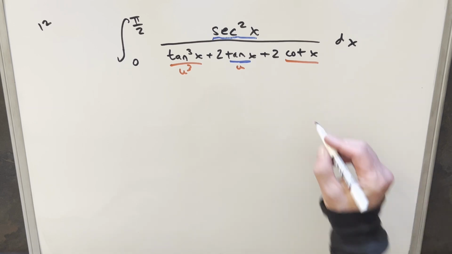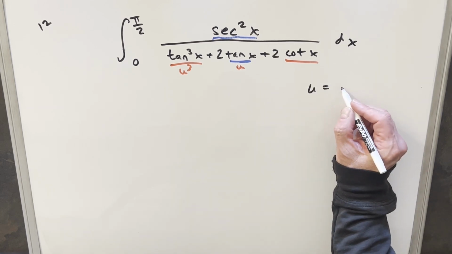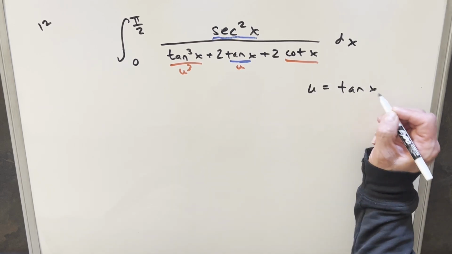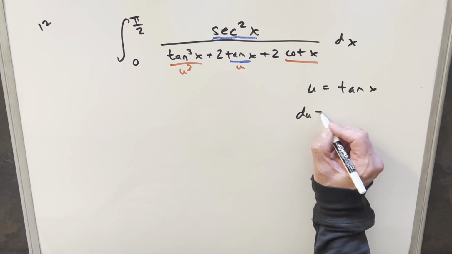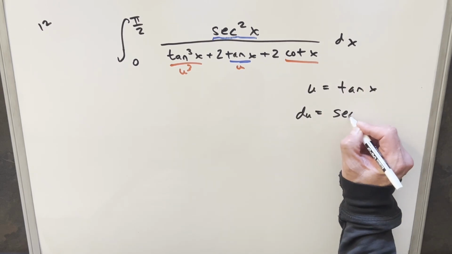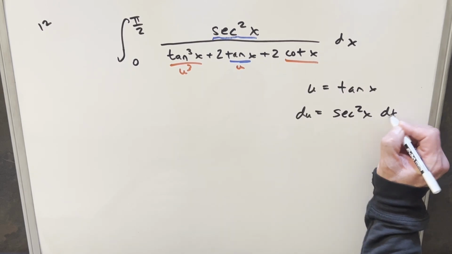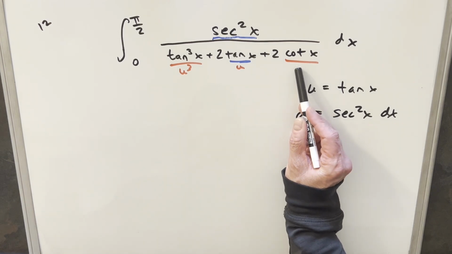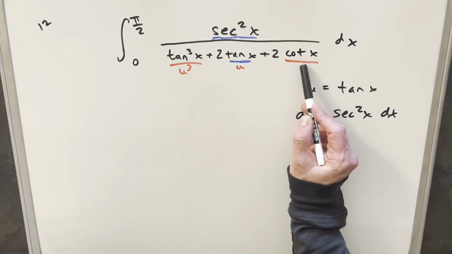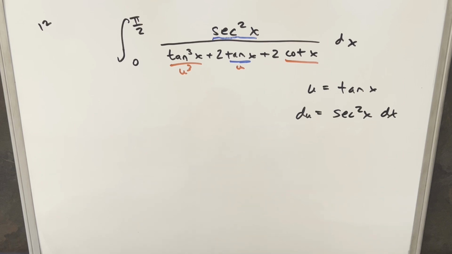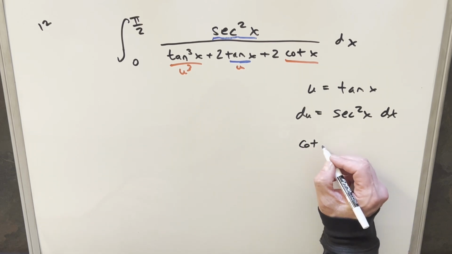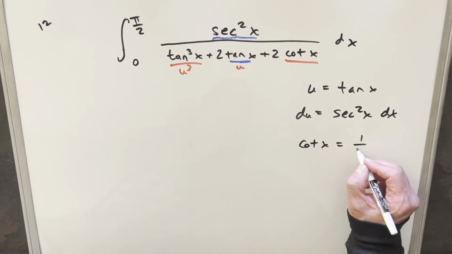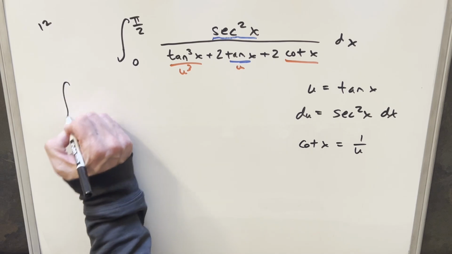So I'll say u is equal to tan x. I'll take a derivative, and du is just the numerator, secant squared x dx. Actually, I was kind of lying earlier when I said I don't know what's going to happen to the cotangent x, because cotangent is just the reciprocal of tan x. So cotangent x is just going to be 1 over u. So we'll go ahead with this substitution.